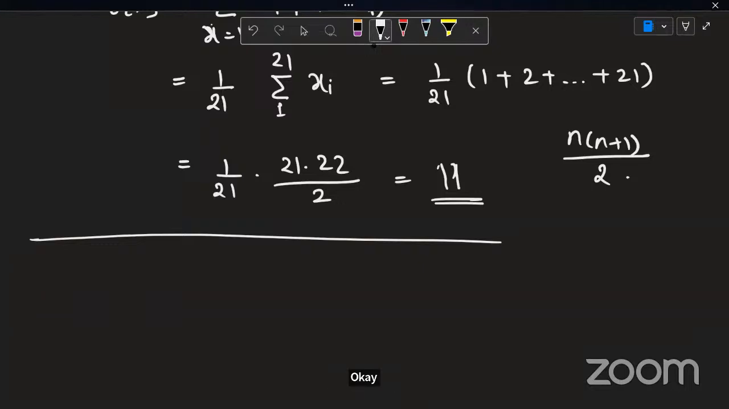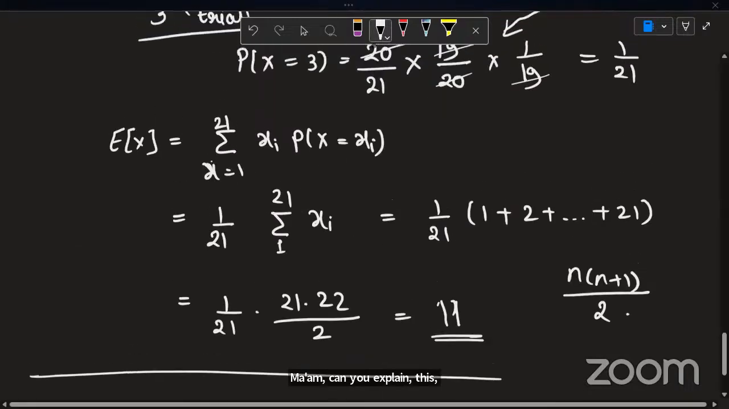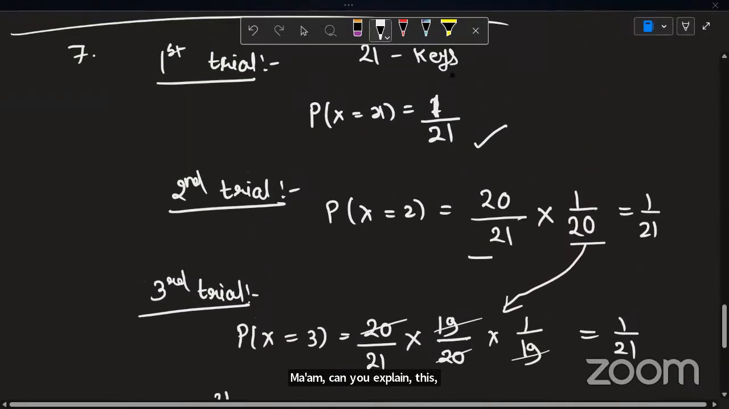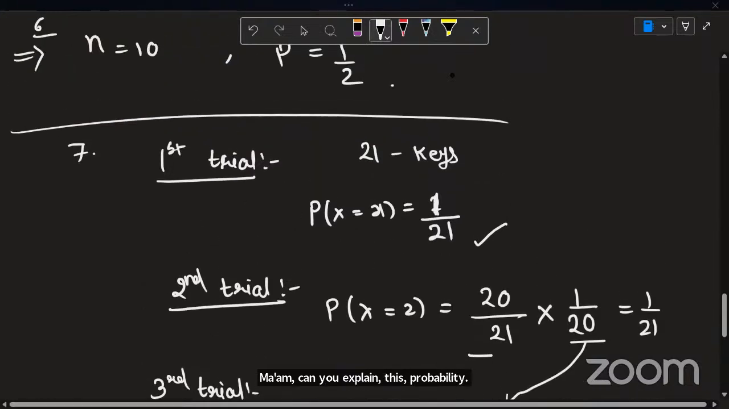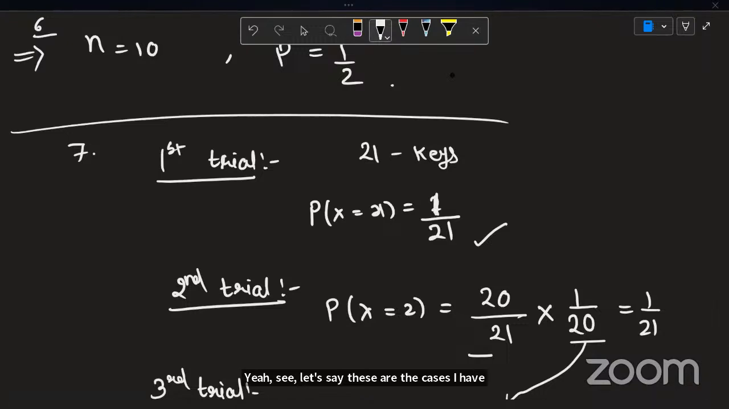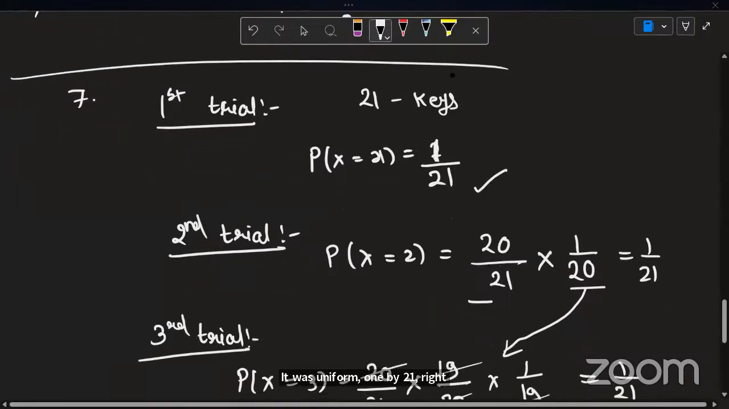Ma'am, can you explain this probability, how you calculated it in the first trial, second trial, and third trial? See, let's say these are the cases I have considered. Let's say he gets success on the first trial only. That means he applied the first key and it was the correct key. So what is the probability that it is the correct key? It was uniform, 1 by 21, right?